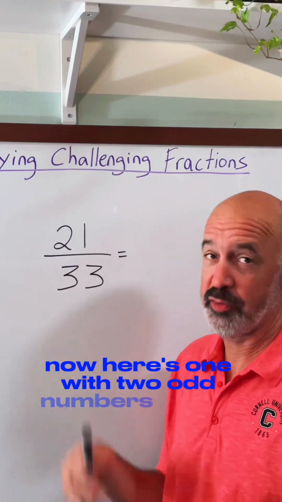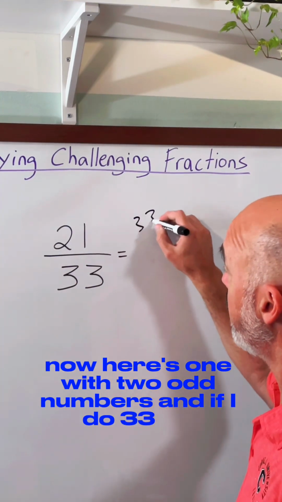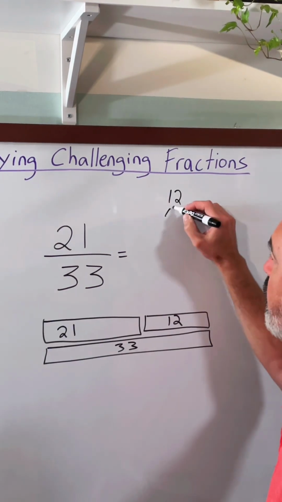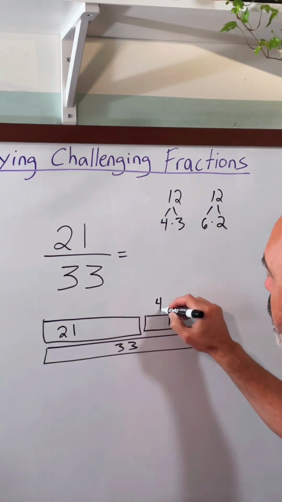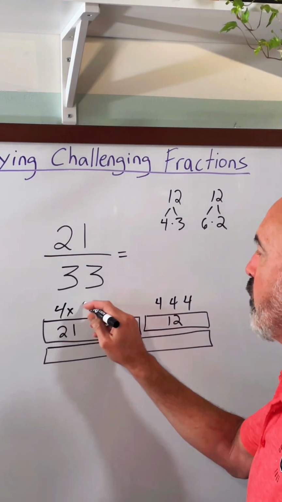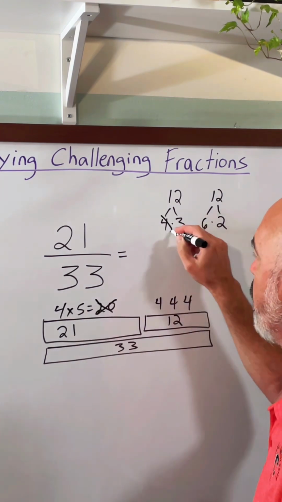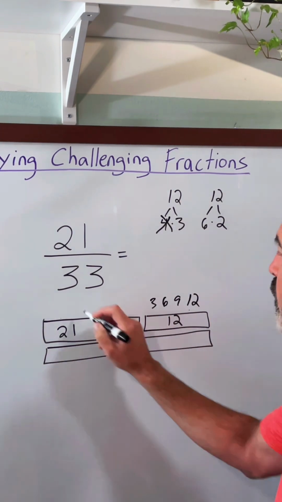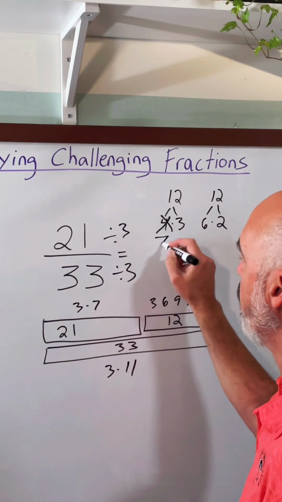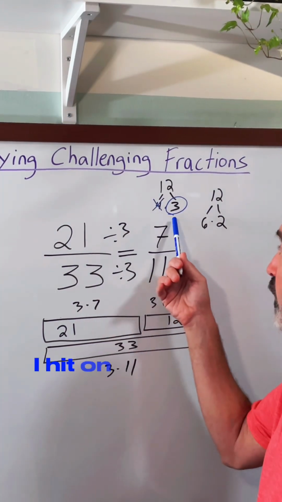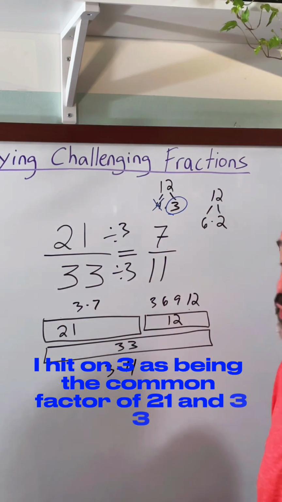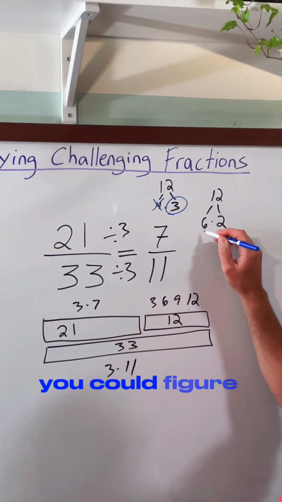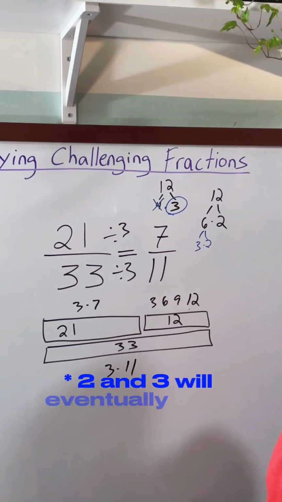Now here's one with 2 odd numbers, and if I do 33 minus 21, I get 12. Now let's play around with that 12. So you can see here, I hit on 3 as being the common factor of 21 and 33, and I divided up into those pieces. I checked the math. Now over here with 6 and 2, you could figure out that 6 is 3 times 2, and 3 will eventually work.